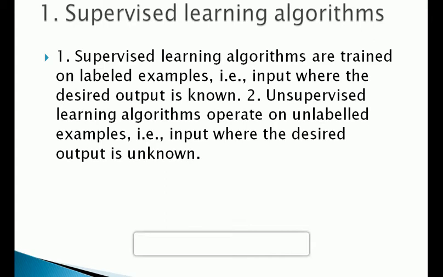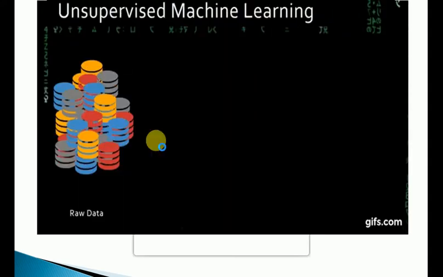So what is unsupervised learning? Unsupervised learning operates on unlabeled examples. In that we don't label the examples, so the input is given where the desired output is unknown. In unsupervised learning we give input, but the output is unknown to us because we are not sure about the output. Because we didn't train the system, without training the system we are expecting the output, so definitely that is undesired or unknown.